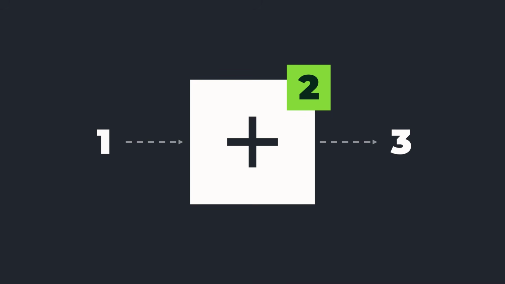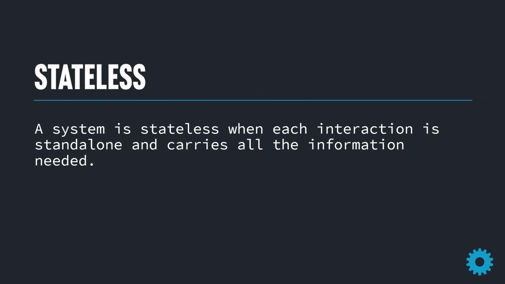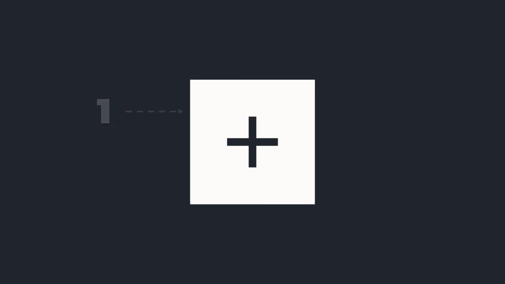That's very different from stateless. Big word alert, we've already talked about this, but stateless is a system where each interaction is standalone and carries all the information needed. So a stateless calculator that adds two numbers would just take two inputs and not have any memory, any storage, any state. Every time I give it 1 and 1, I get a 2. And I have to give the calculator both inputs. I have to give it everything it needs in order to carry out its function at that moment in time.